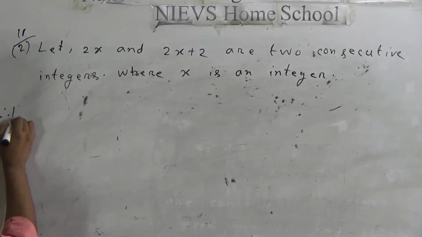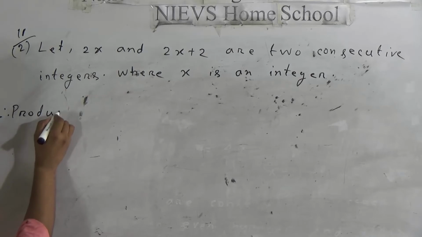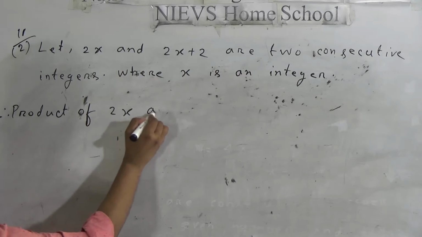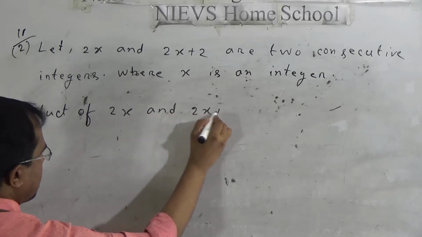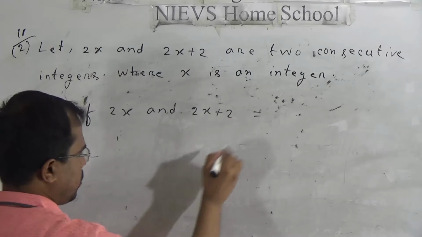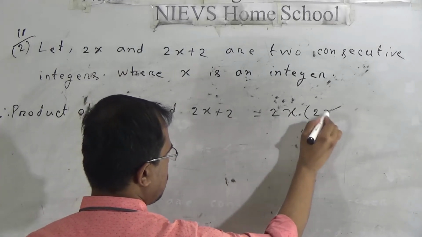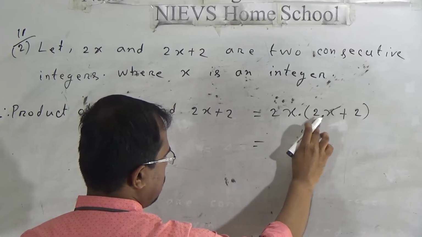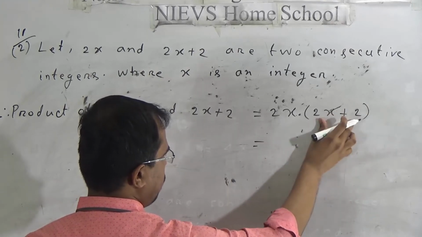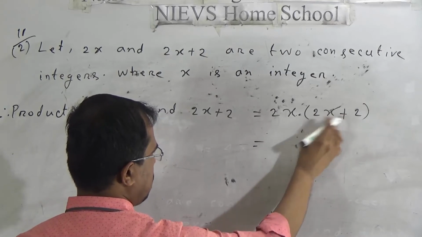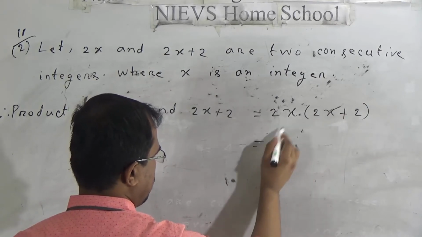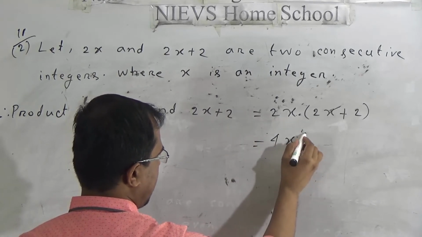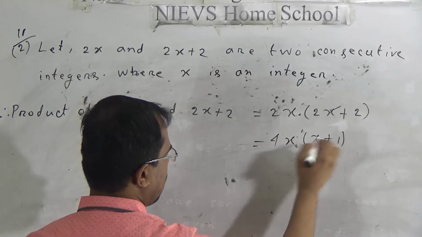Therefore, the product of 2x and 2x plus 2 is equal to 2x into 2x plus 2. Here 2x and 2, that means 2 is common in both terms, so we can take 2 as common. So 2 will come outside of the bracket, then it will be 2 multiplication 2, which is equal to 4, 4x into x plus 1.